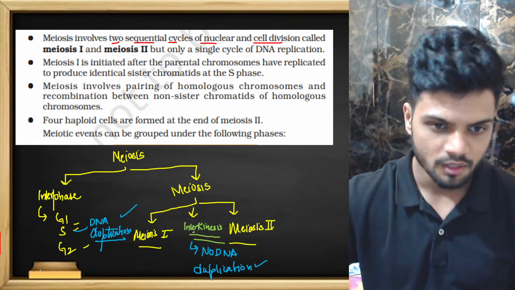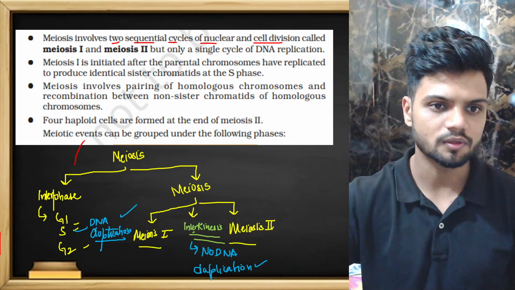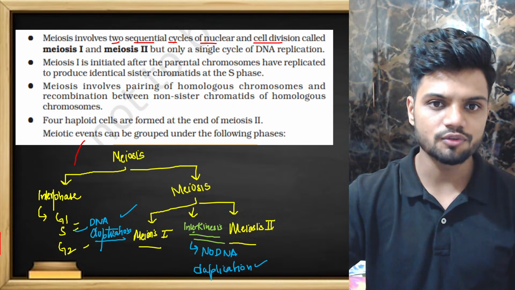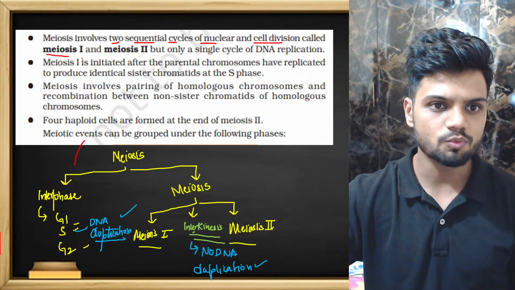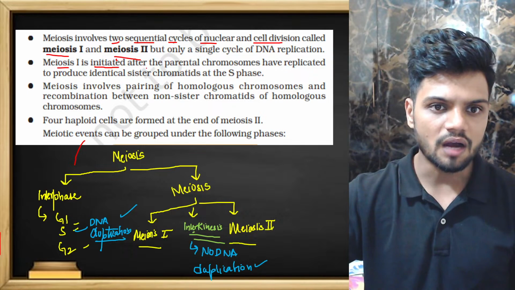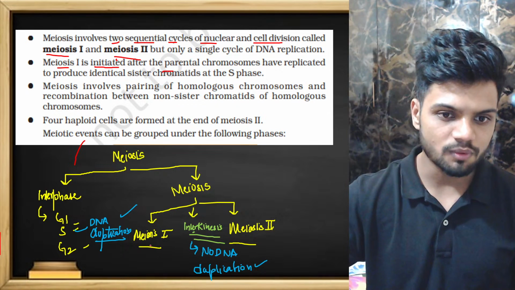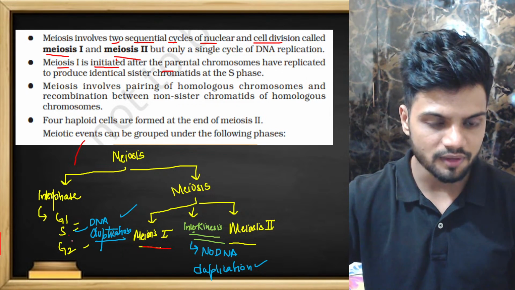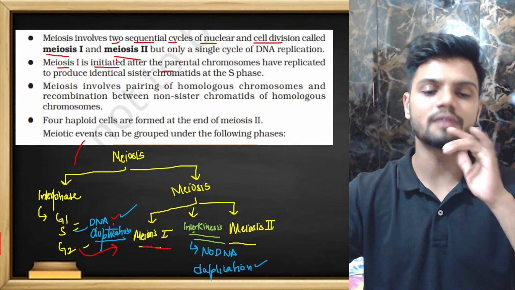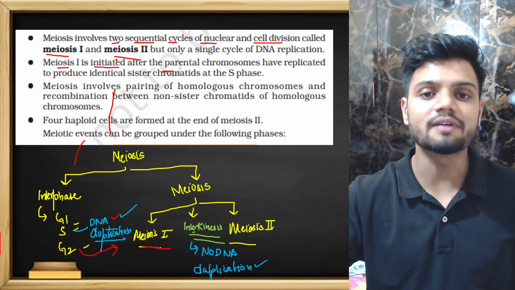Now let's see what is given in NCERT. Meiosis involves two sequential cycles of nuclear and cell division called meiosis 1 and meiosis 2. Meiosis 1 is initiated after the parental chromosomes have replicated. That is, meiosis 1 is happening after the S phase and G2 phase. So after the DNA duplication has happened, only then will meiosis 1 happen. Where? In the S phase.